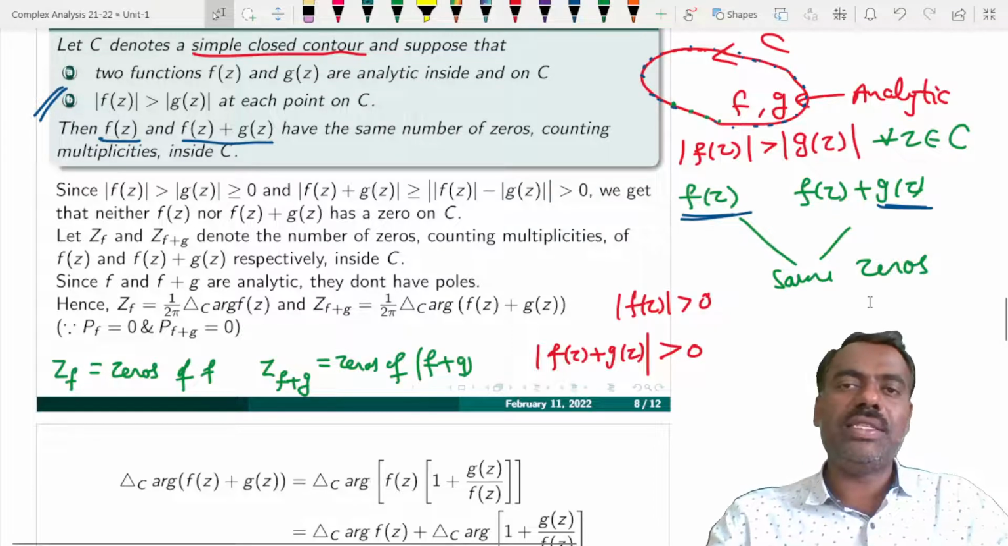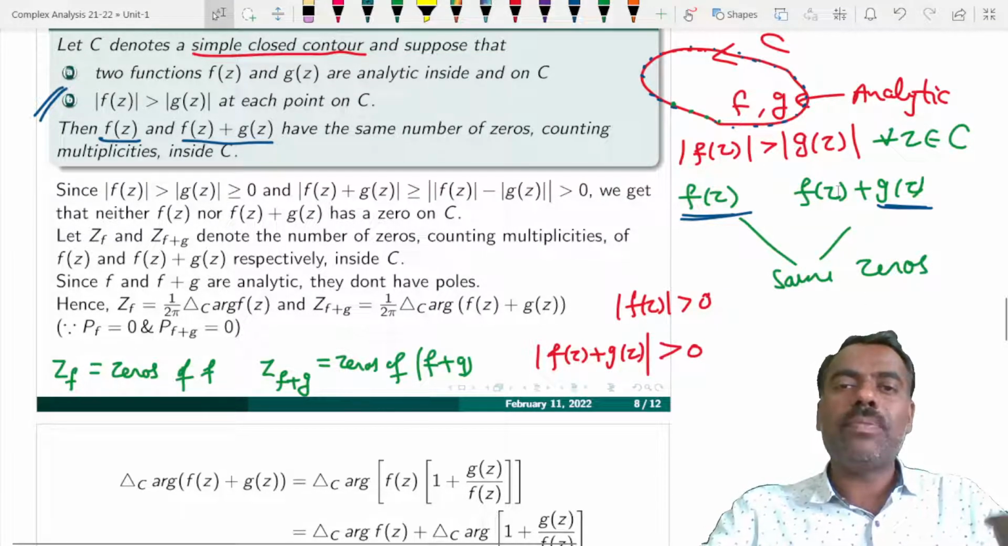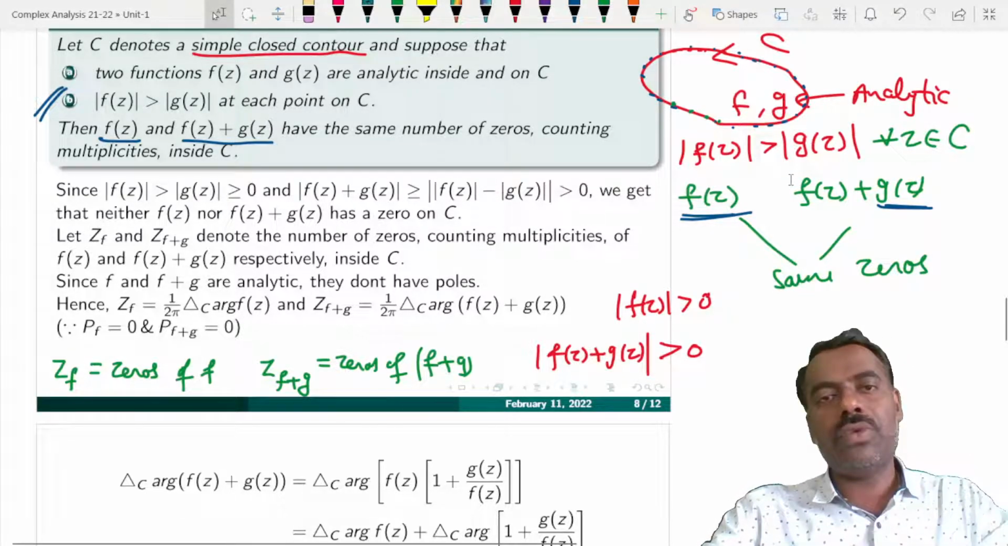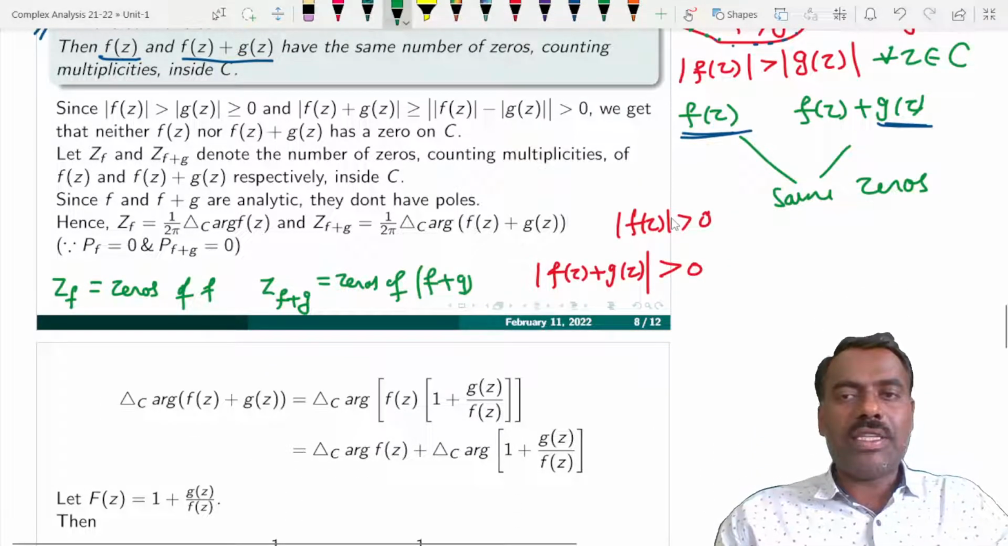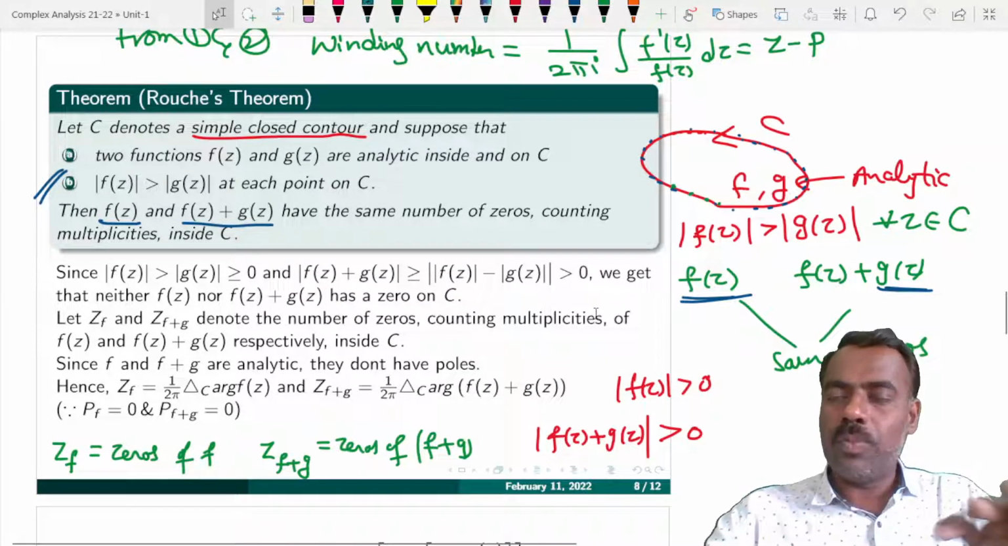If something is repeated, say for example 1 is a root 3 times, then in the number of zeros we count that 1 three times. So therefore, f and f plus g are both analytic, as already given, inside and on C, so they don't have poles.